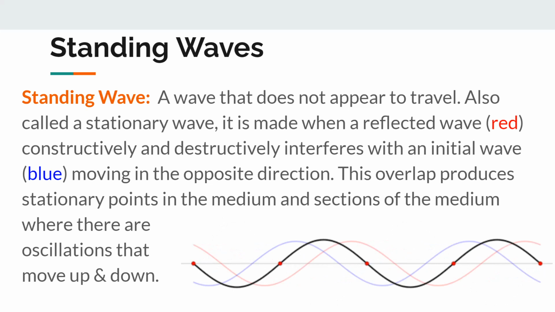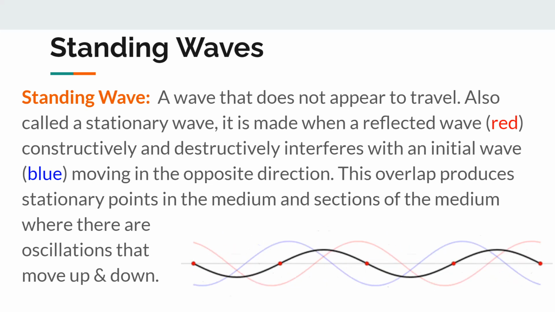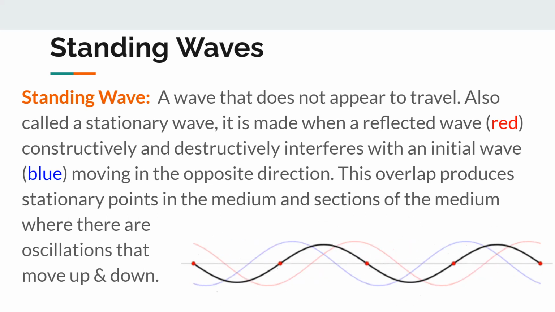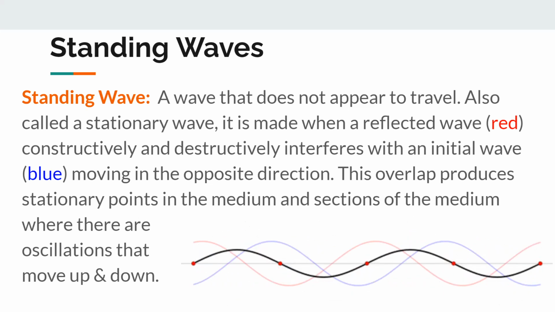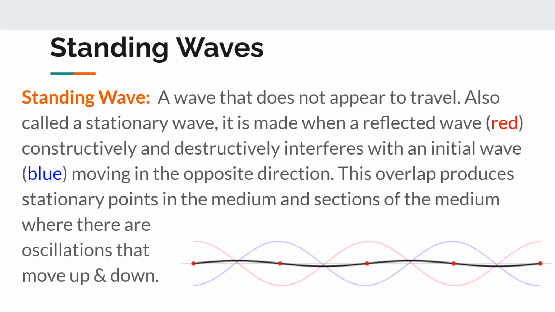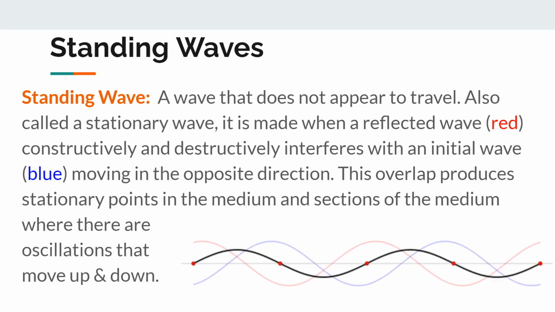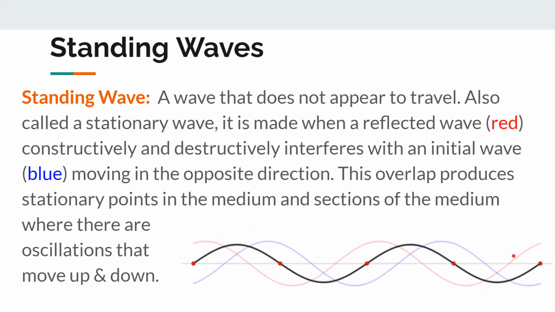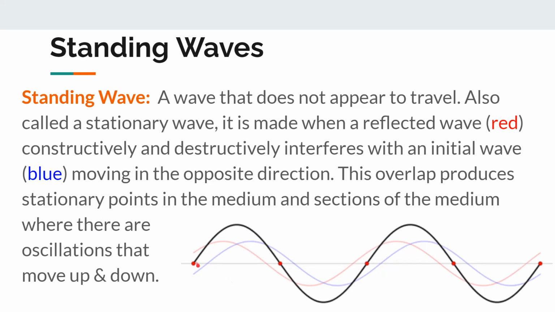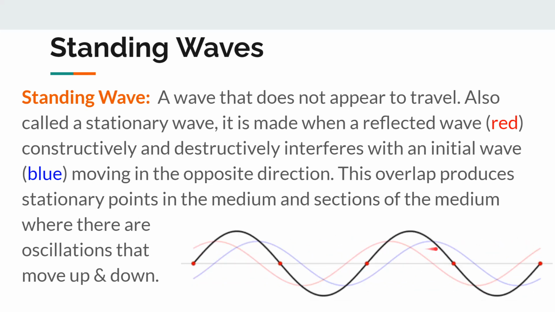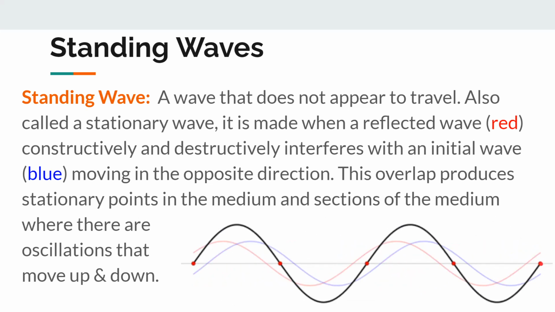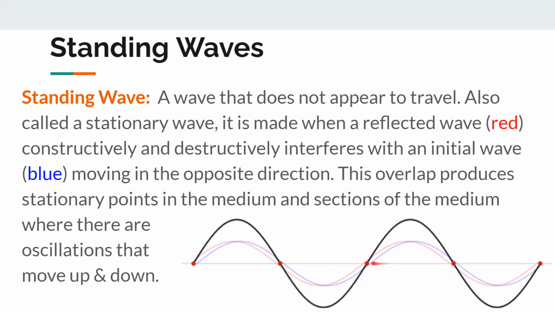Also called a stationary wave, it is made when a reflected wave constructively and destructively interferes with an initial wave moving in the opposite direction. This overlap produces stationary points in the medium and sections of the medium where there are oscillations that move up and down. If you take a look, you can see in the background, and y'all have seen this animation before, this initial blue wave moving to the right-hand side of my screen. And if you imagine it reflecting at this point, that's what this red wave is representing, the reflected wave.